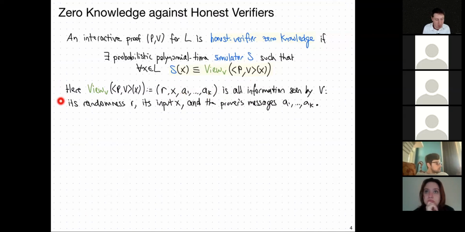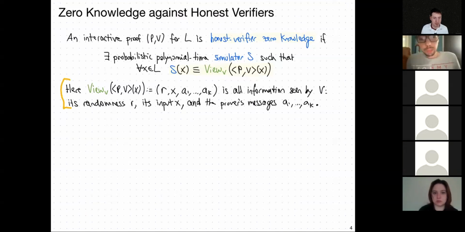Do we agree that these are the only things that the verifier knows about? We basically want to understand: does this random variable contain any private information coming from the prover? Before we go back to the definition, are we at least happy with what a view is?